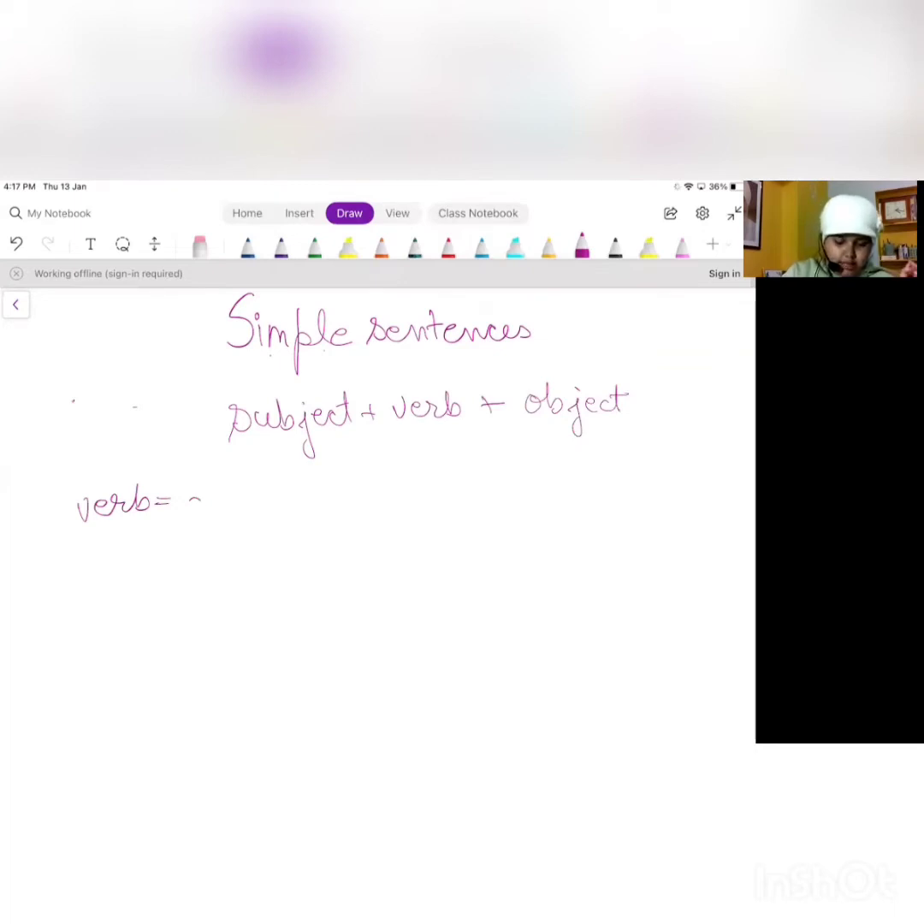जहां कहीं भी सेंटेंस में एक्शन हो रहा है वो हो जाएगा verb. Or an object is a normal thing, non-living thing, or anything on which that action word is created.